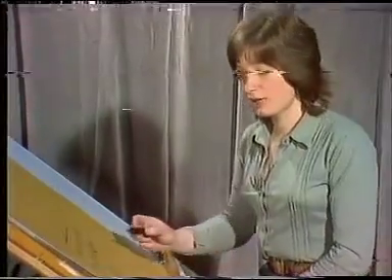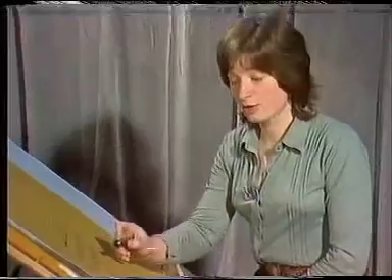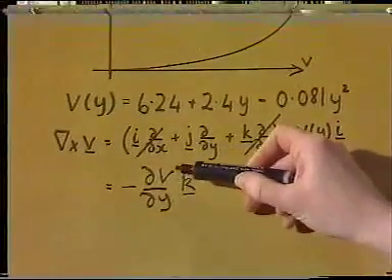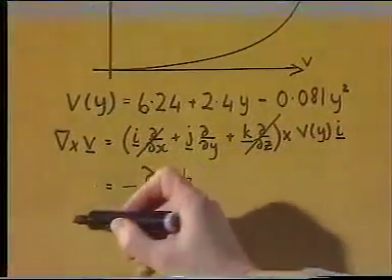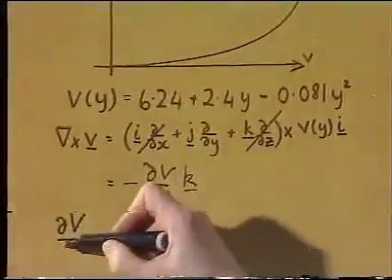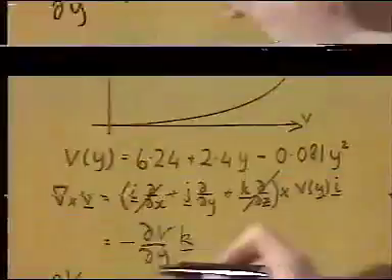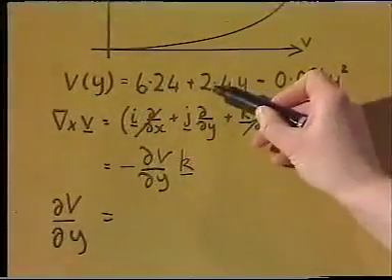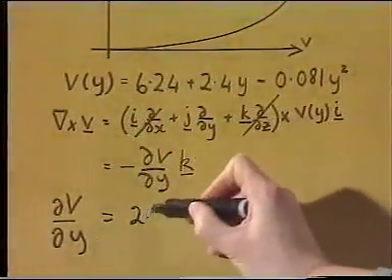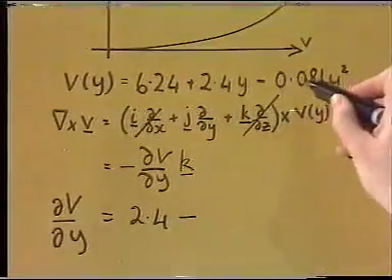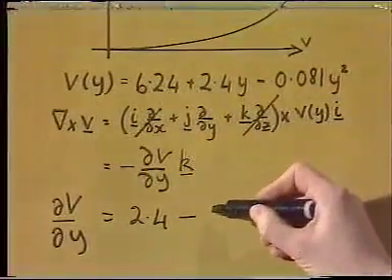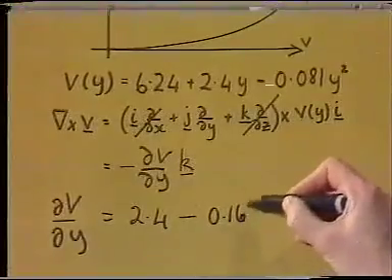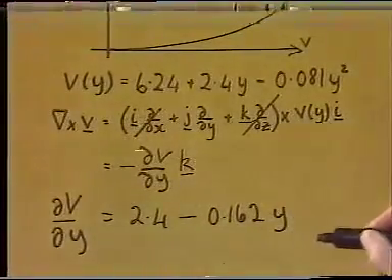And after the programme, you'll be doing this in a problem. But for the moment, let's just concentrate on the magnitude of curl V, that is, on dV/dy. For that, we need to differentiate this expression. That is 2.4 minus twice 0.81, that's 0.162 y.